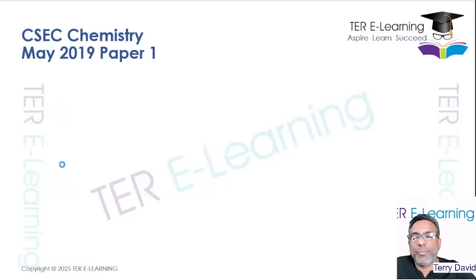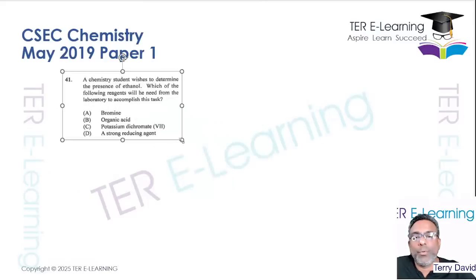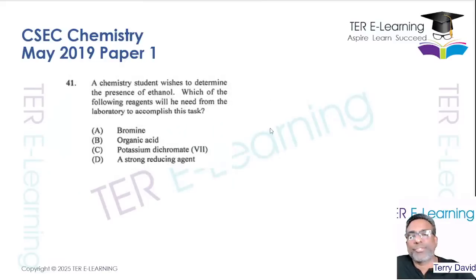So that's question 40. Question 41. A chemistry student wishes to determine the presence of ethanol. Which of the following reagents will he need from the lab to accomplish this task? Question 41.